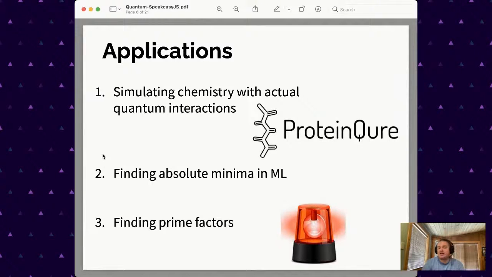So these are the top three areas where I see the most interest in quantum computing. One being simulating quantum chemistry.